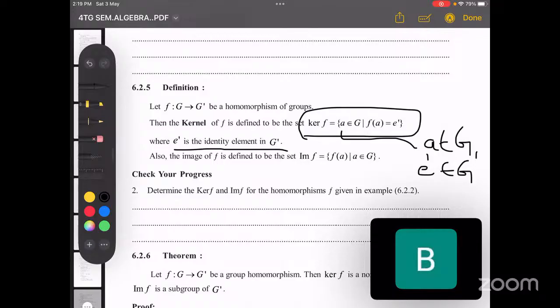Also, the image of f is defined to be the set, and this is also important. Image of f = {f(a) such that a belongs to G}. Here f(a) defined as e' is called the kernel of f. If we are only defining f(a) such that a belongs to G, then it is called the image of f.